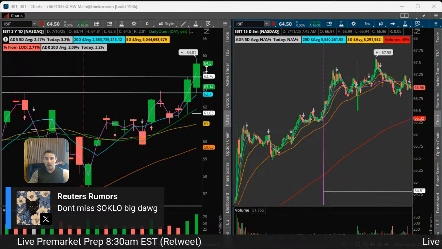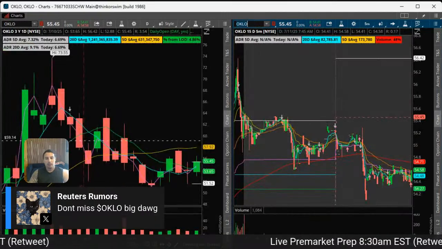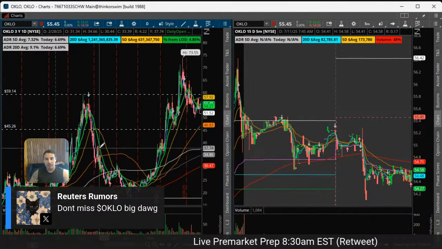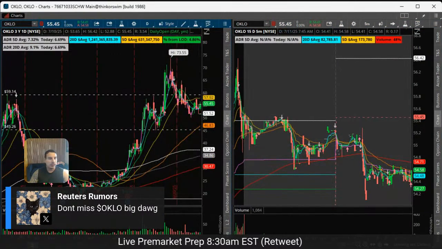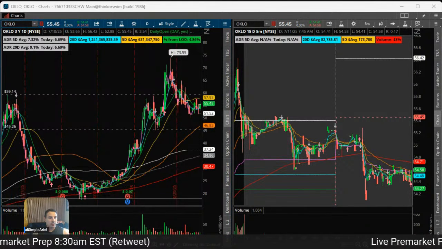I vote glow on watch every day. I don't see it doing anything. I just see it digesting here and going sideways. So we'll see what happens if and when it catches up to the 50 simple moving average.